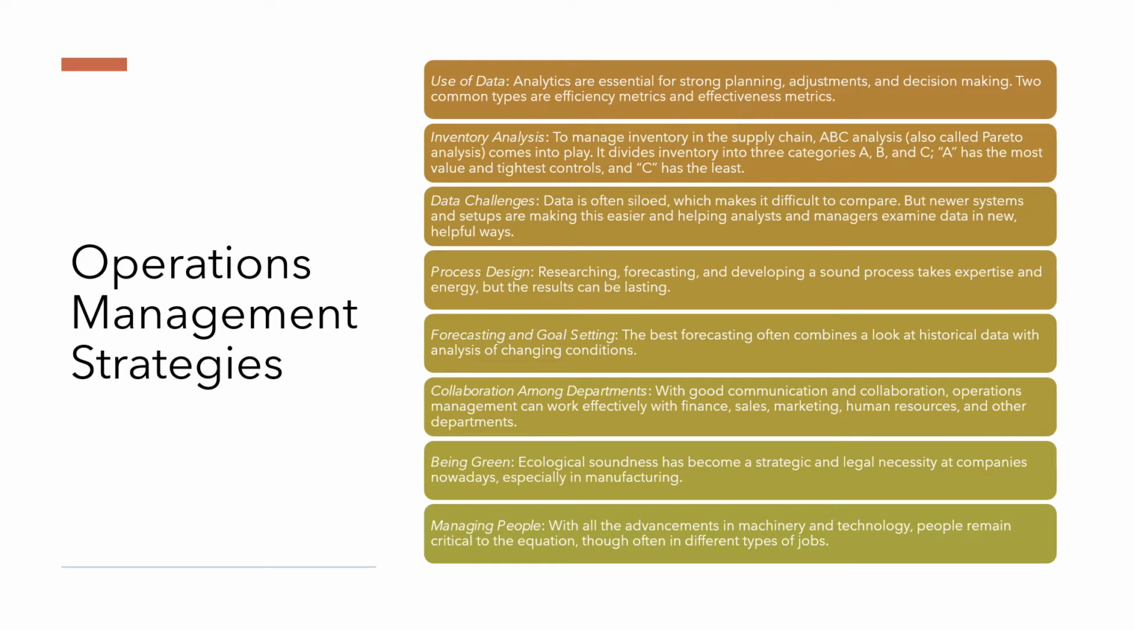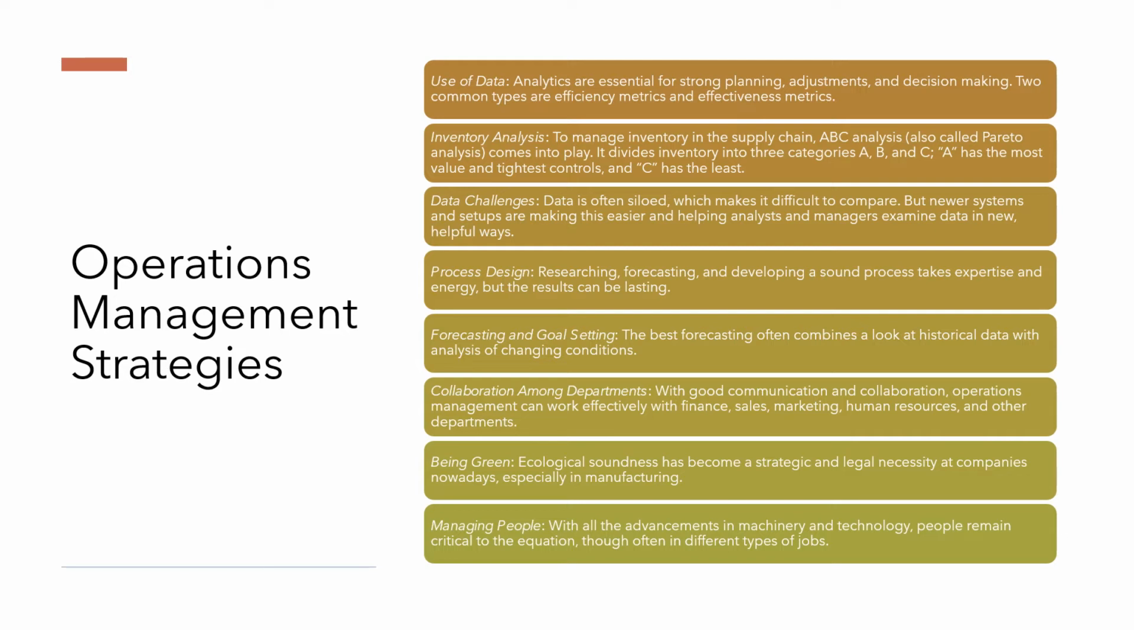Process design is researching, forecasting, and developing. A sound process takes expertise and energy, but the result can be lasting. Forecasting and goal setting often combine a look at historical data with analysis of changing conditions. When we say collaboration among departments, it is good communication and collaboration. Operations management can work effectively with finance, sales, marketing, human resources, and other departments. Being green: ecological soundness has become a strategic and legal necessity for companies nowadays, especially in manufacturing.